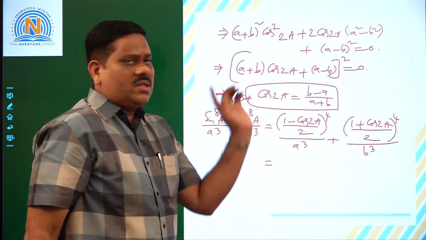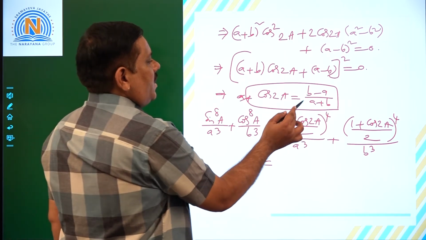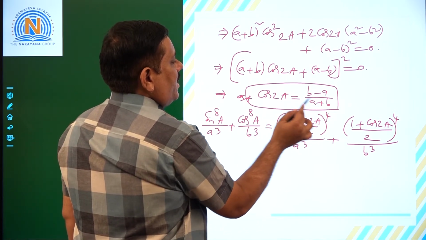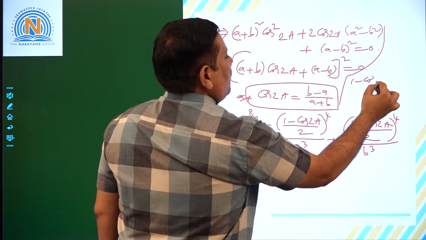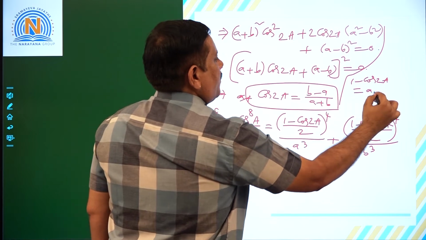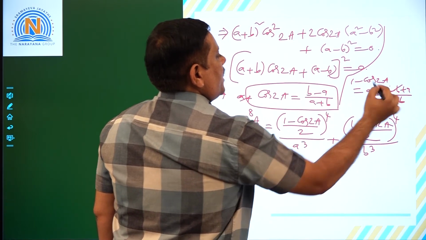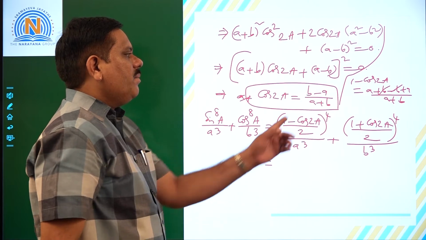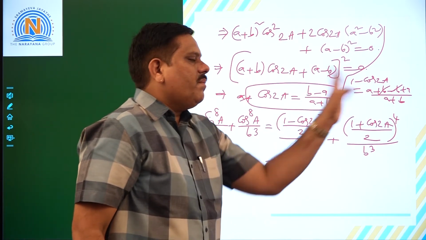Already we have the value of cos 2a. So I can find out 1 minus cos 2a. What is 1 minus cos 2a? 1 minus of b minus a by a plus b. So let me try to do that. 1 minus cos 2a, that is going to be 1 minus of this. So that is a plus b minus b plus a by a plus b. b cancels. It is going to be 2a by a plus b. If it is 1 minus cos 2a by 2, it is going to be a by a plus b.